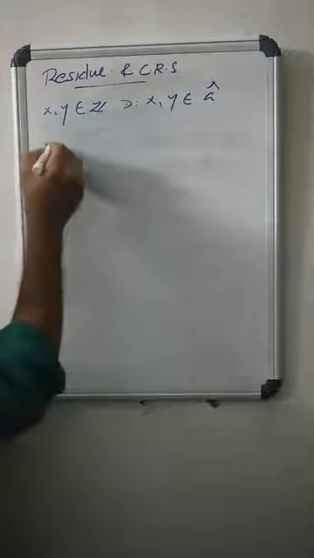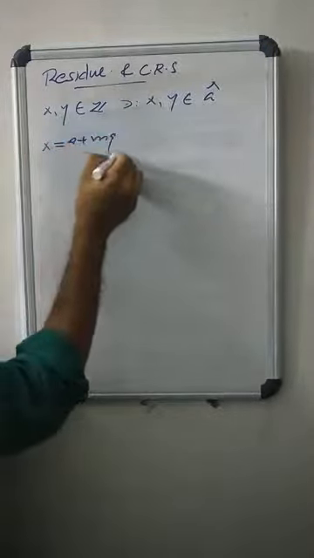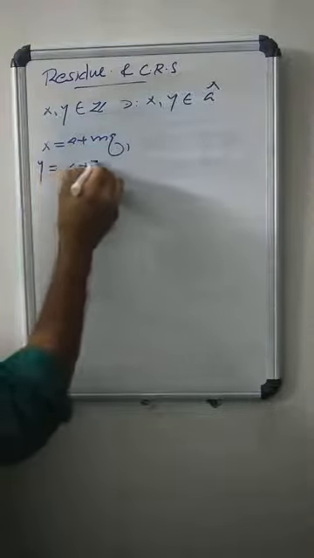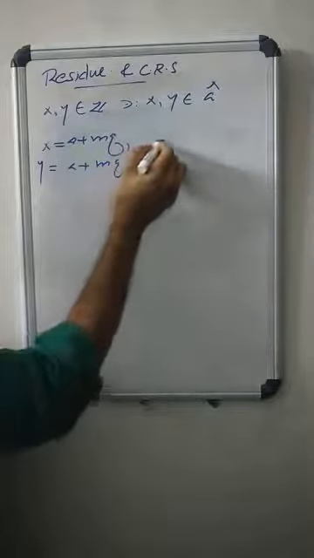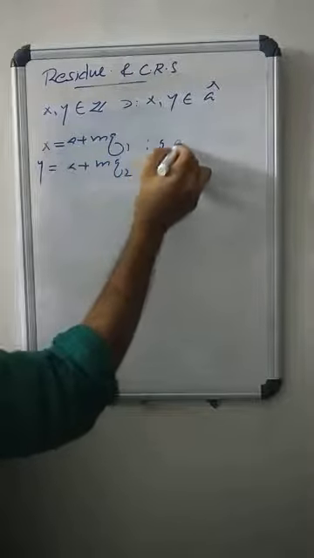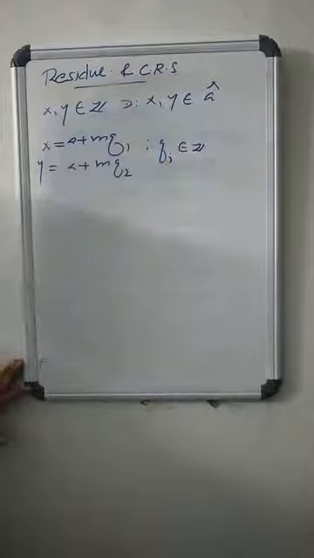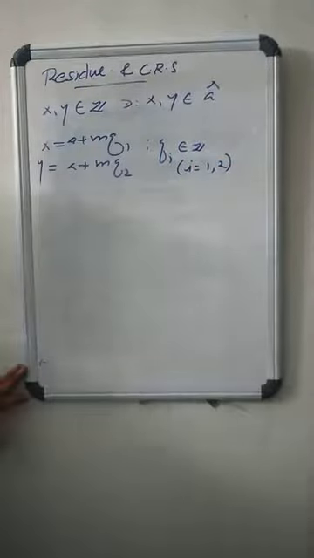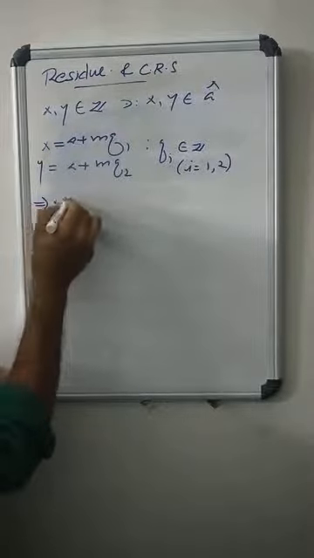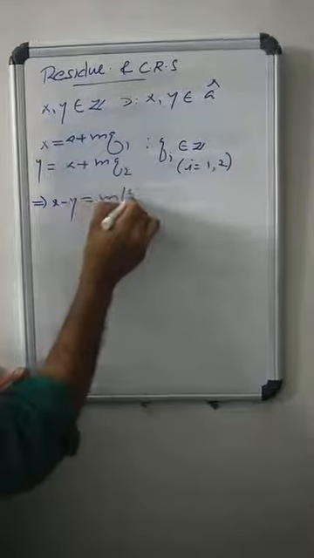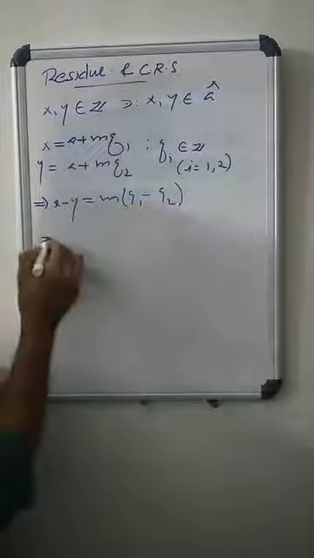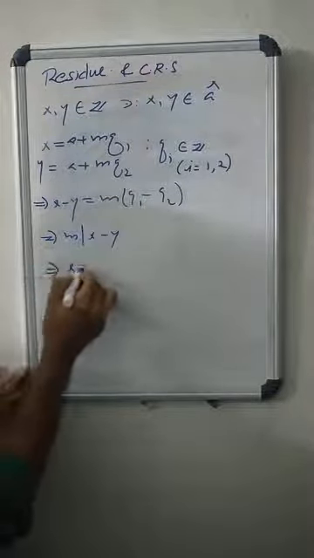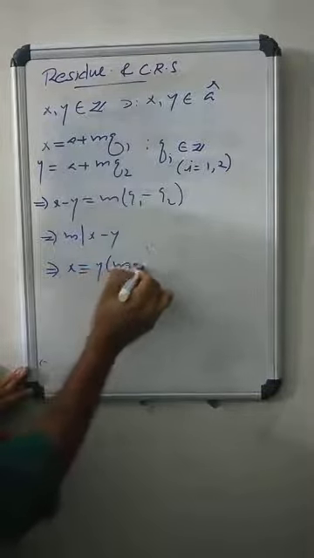x falls in Â means x equals a plus m q1. Agreed? y falls in Â means y equals a plus m q2, where qi falls in the set of integers, i equals 1 and 2. So, what about x minus y? x minus y equals m times (q1 minus q2). That means m divides x minus y. m divides x minus y means x is congruent to y mod m.